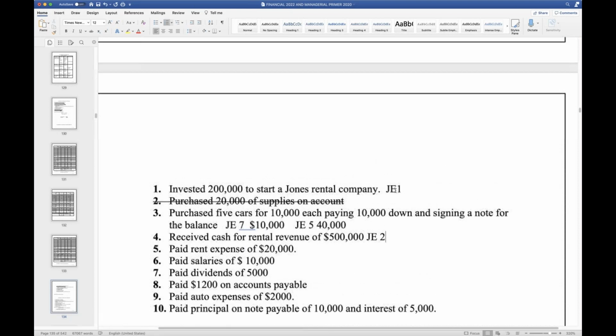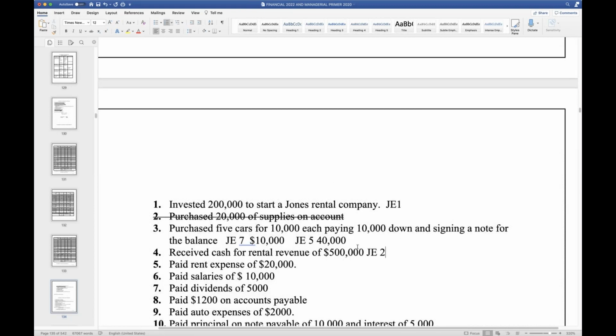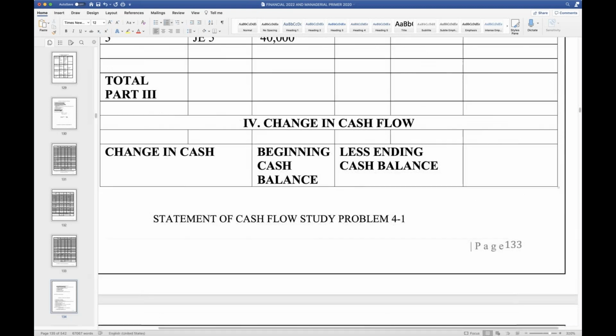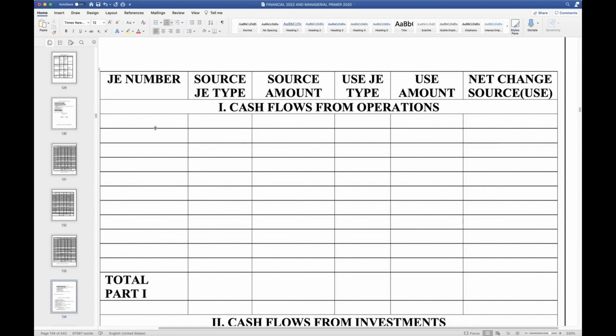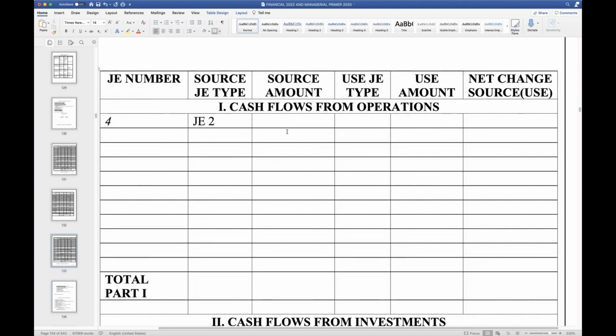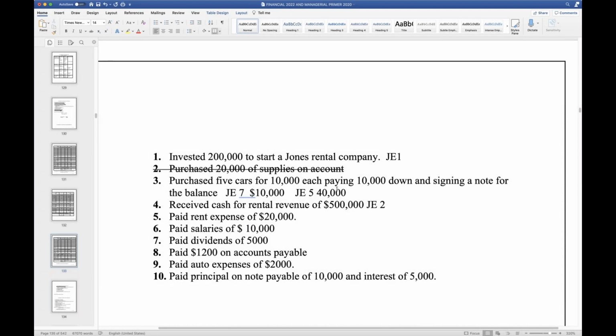Number 4, journal entry 2. Received cash for rental revenue. Oh, we're on number 4. Okay, that's what I thought. We're just saying the type was 2. And so we know that a 2 is going to go where? That's operations. JE 2. How much is that money? Full 500,000.